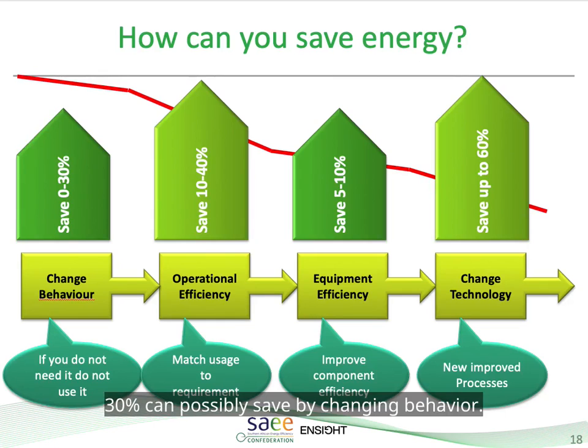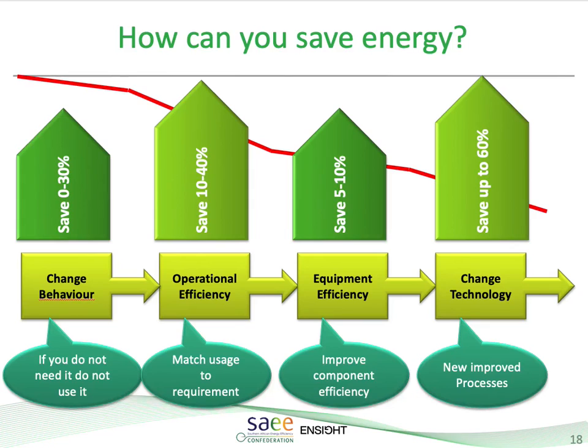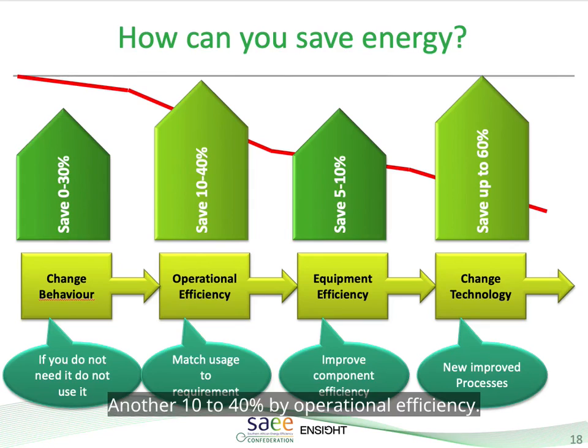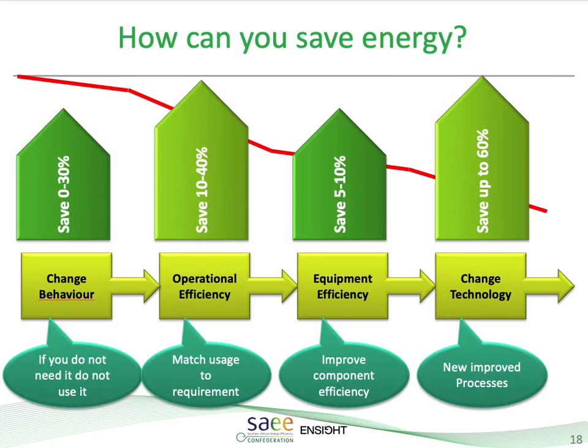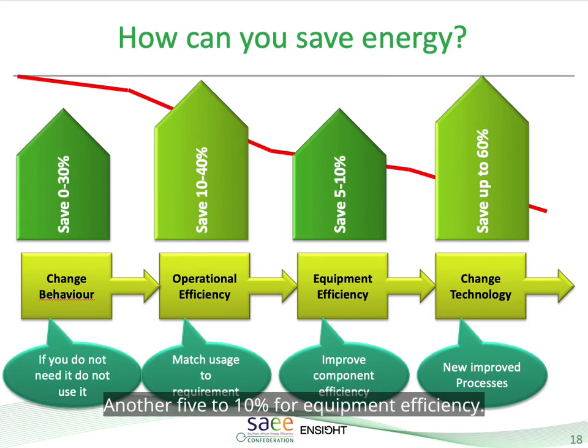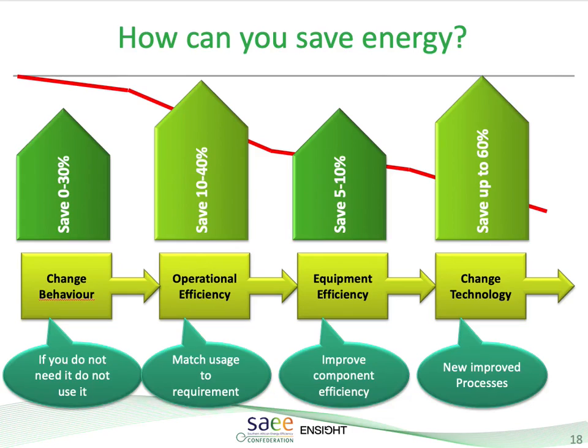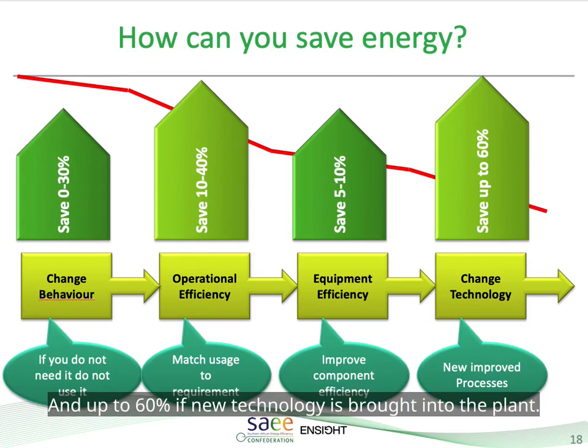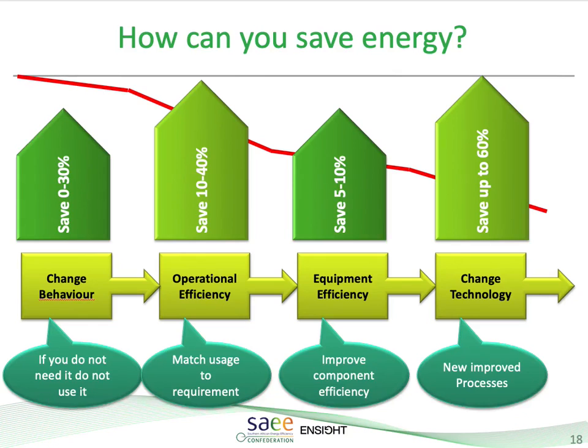So let's have a look at how energy can be saved at Formosa Textiles. 30% can possibly be saved by changing behavior. Another 10 to 40% by operational efficiency. Another 5 to 10% for equipment efficiency. And up to 60% if new technology is brought into the plant.